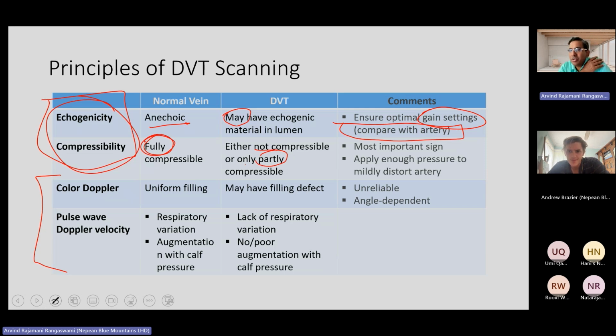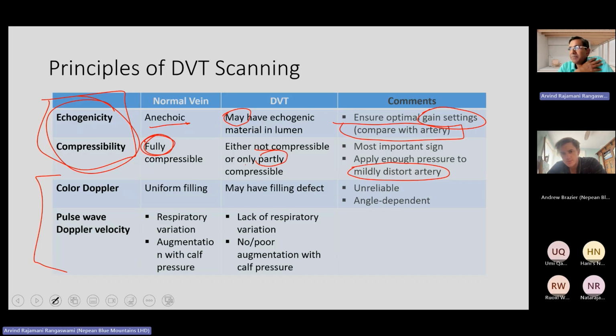How much pressure should you apply? You should apply enough pressure to distort the adjacent artery. Because even if the patient is hypotensive, I would suspect that the systolic pressure will be at least 65, 70 to 80 or something.